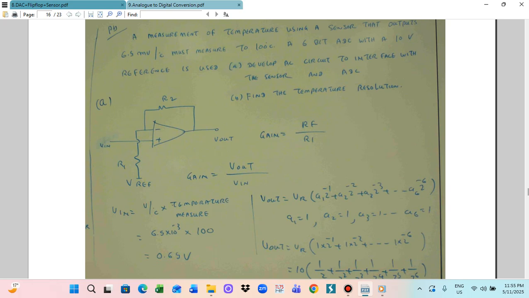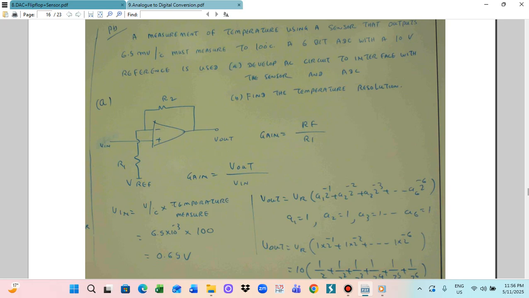In this case, we have to calculate the gain. To design the circuit, you have to find the ratio of RF and R1. The ratio of RF and R1 is the gain of the circuit. The gain is equal to RF by R1. So if you know the gain, you can put in the R1 value and then calculate the RF value. This is what you have to calculate: the gain.